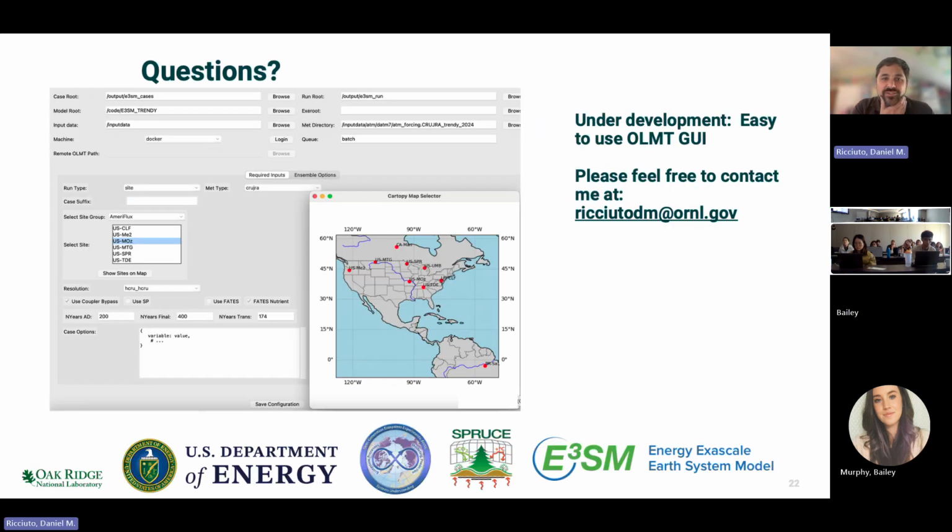So, questions, and yeah, before I stop talking, I just want to show on the left something I have under development for OLMT: a GUI interface where you can configure things and launch automatically from your local machine and run on a cluster, or run on Docker. I'm hoping to have that ready pretty soon. If you're interested, please let me know. If you have any other questions about anything else, please feel free to contact me.